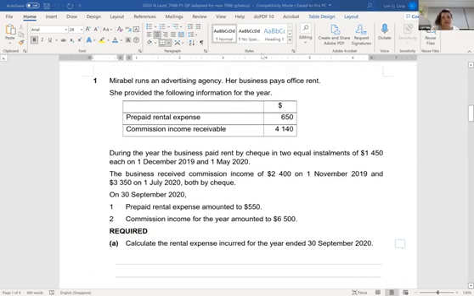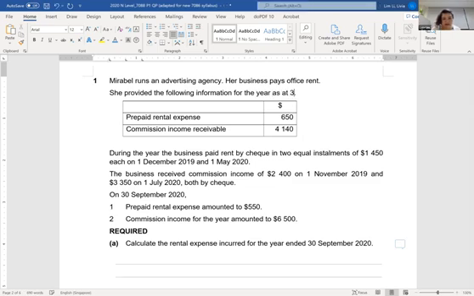So Mirabel runs an advertising agency. Her office pays rent, and she provides the following information in the beginning of the year. As at 1st June, what's the year end? 1st of August 2019. So this is the following information presented on 1st of August 2019. There was some prepaid expense, there was some commission expense receivable.